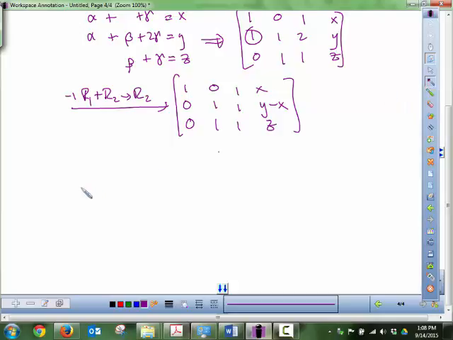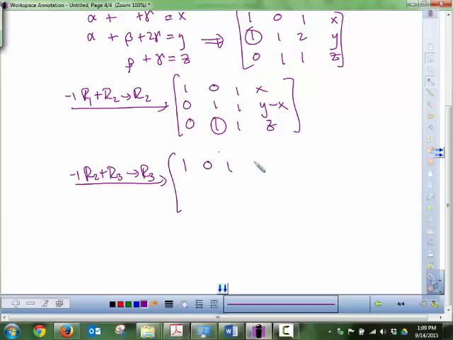Now, if I go on to the next step, which is to get rid of this 1 over here, I'm going to take my row 2, multiply that by -1 again, and add it to row 3. And what happens next is that the whole left-hand side disappears, right? And whatever happens here is z minus y plus x or whatever. But now we have this whole row over here of zeros.